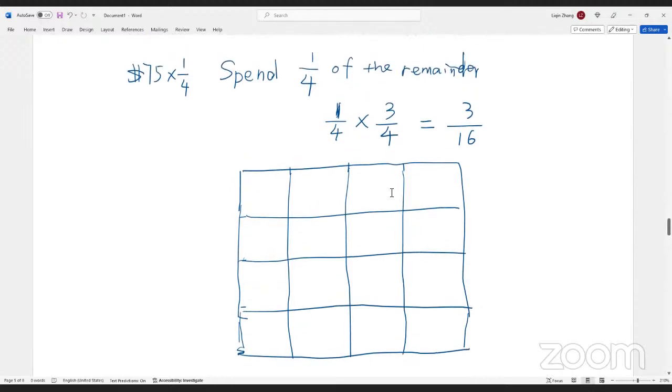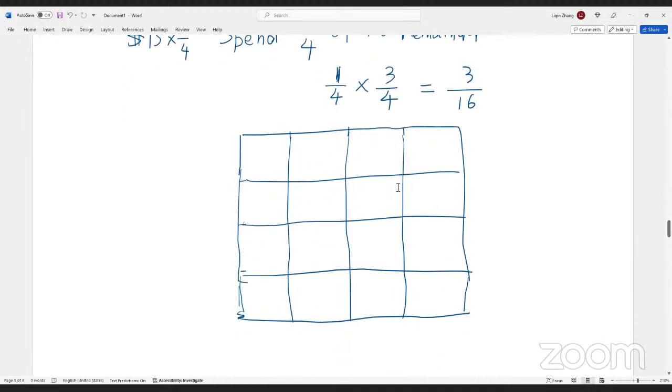So for the first time, we spent 1/4, right? The 1/4 equals, this is the first time. And the second time, we spent 1/4 again. But 1/4 is not this 1/4 anymore. It's not this 1/4 anymore.